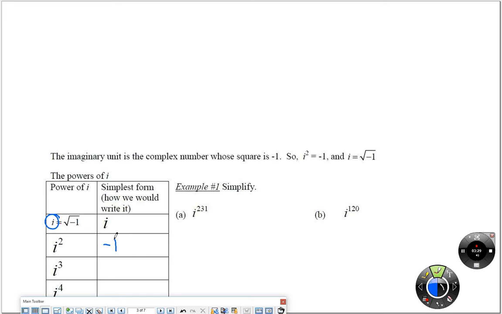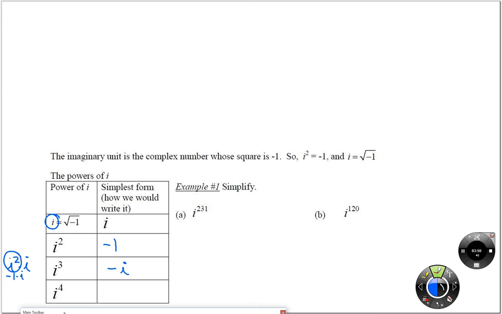So think about what this means for different powers of i. i cubed could be thought of like i squared times i, but i squared is really what? What was it defined as? -1. So this is really -1 times i, which we would call negative i. And then i to the 4th would be like i squared times i squared. But what is i squared? -1. So what is -1 times -1?